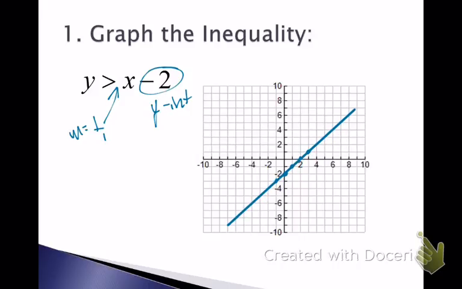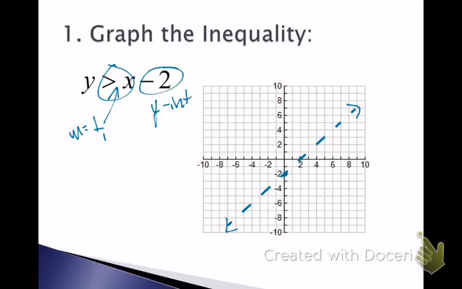Okay. Is it a dotted or solid line? Again, the rule of thumb is it's not equal to, so it needs to be dotted. Okay? If it were equal to, it would be solid. And again, it's because the points on that line are not going to be solutions. Feel free to check any point on that line to see if that's true.